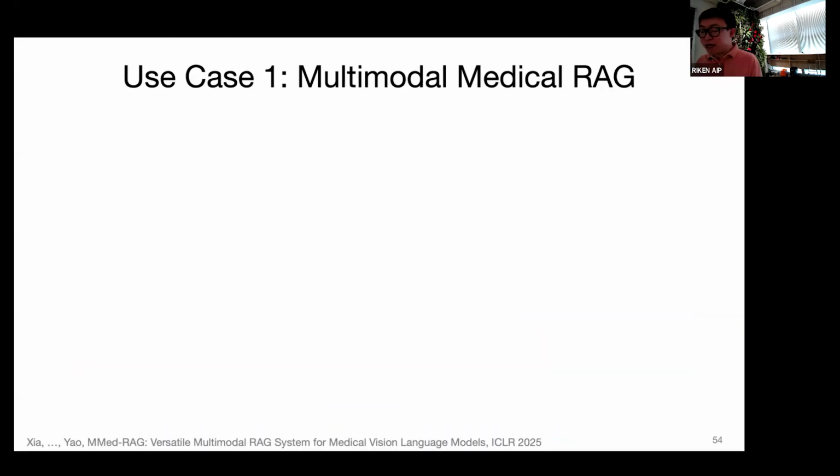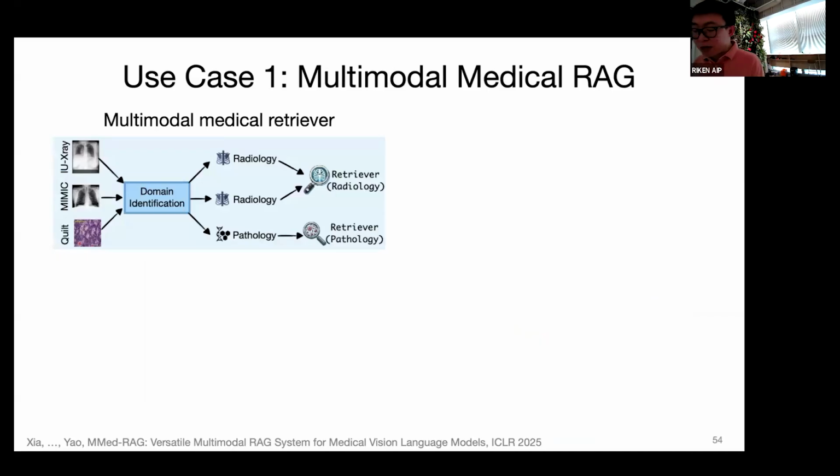The first use case is multimodal medical RAG. This is a collaboration with some medical doctors and medical experts to develop the medical multimodal RAG. We hope to build a unified multimodal RAG where we do multimodal medical retrieval. We have different kinds of data, from radiology and from pathology, and we have domain identification to determine the corresponding imaging domains for this radiology or pathology data.